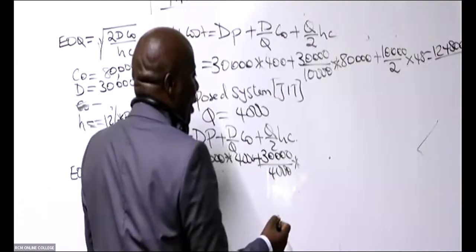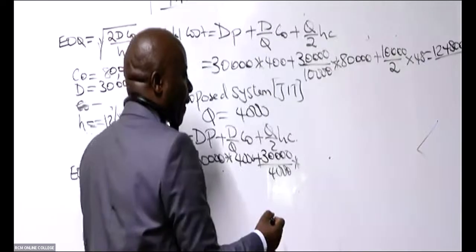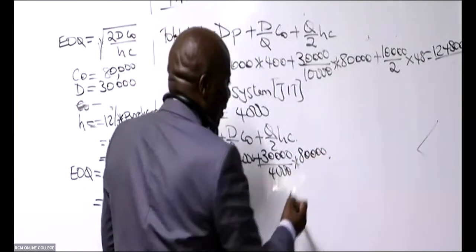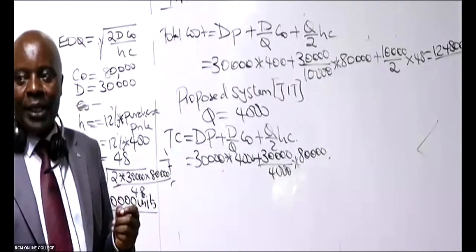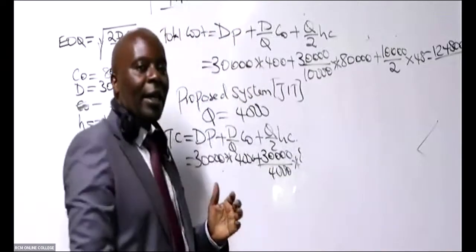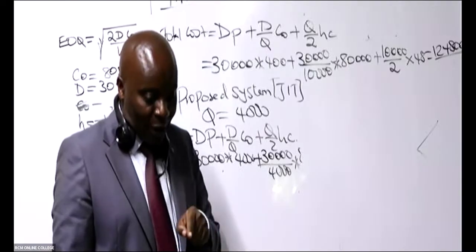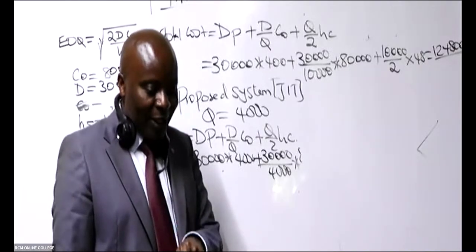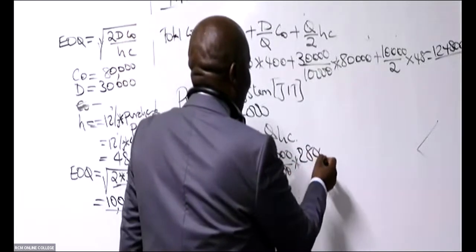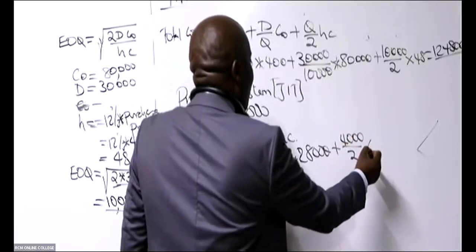What is cost per order? Cost per order is what here? 80,000? No, it's different, isn't it? It's 28,000. It's given under the new policy. Somebody was also getting confused like myself. They're saying it is 80,000 and yet in the new policy it's given as 28,000. Thank you so much for saying that. Great. And then Q over 2, so 4,000 over 2 times the holding cost.